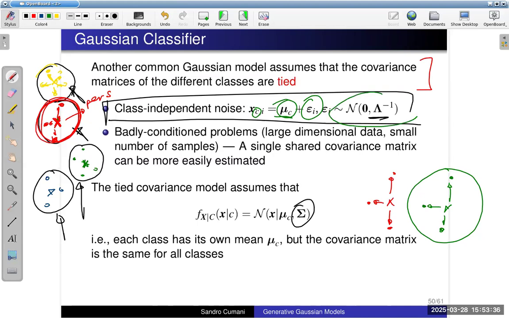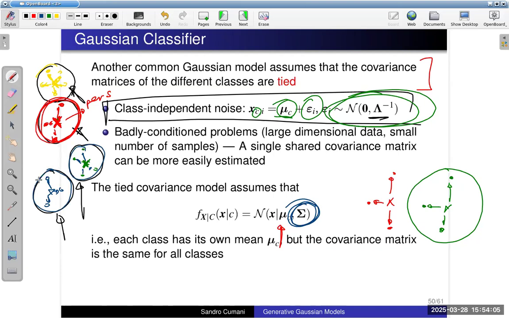If you assume that the noise term is Gaussian, this corresponds to assuming that the class conditional density for each class is again a Gaussian, but these Gaussians each have their own mean, so each class will be described by a mean vector, but the covariance matrix that represents the spread, as usual, with respect to the class mean, will have the same form for all the classes. So all the classes will have the same spread.